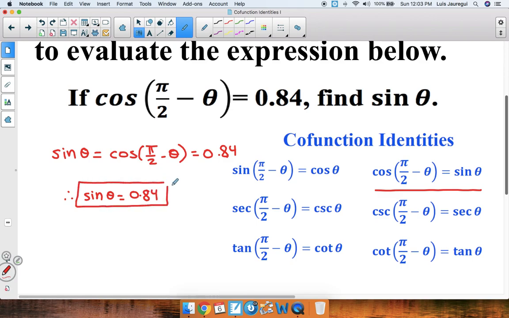So what we have used in these particular examples are 3 steps, which are to identify what you want to find, to identify the relevant cofunction identity, and to substitute in and use the transitive property of equality.